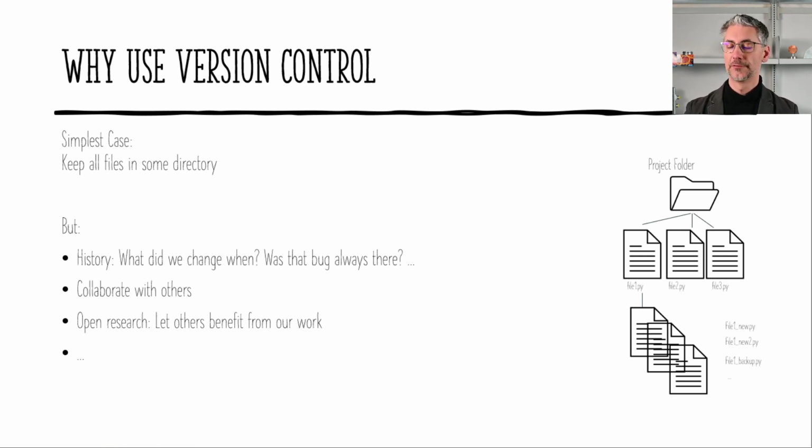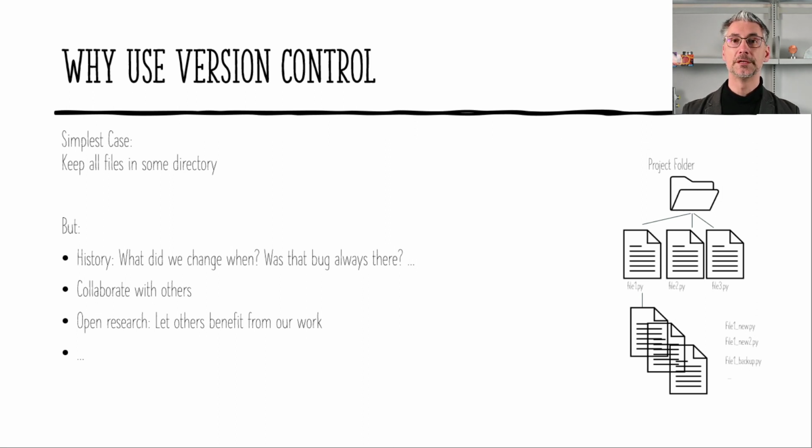We could just develop, in the simplest case, from a local directory and keep all the files there, or have a Jupyter notebook that runs somewhere. But then we don't really know what we changed when, and if we encounter a bug, was it always there, or did we introduce it in a recent change, and how do we mitigate this?